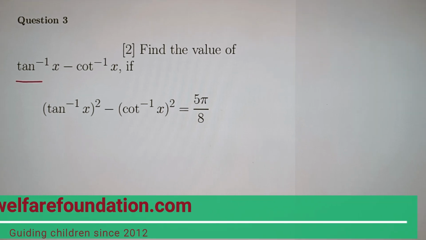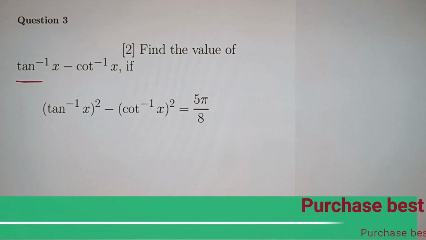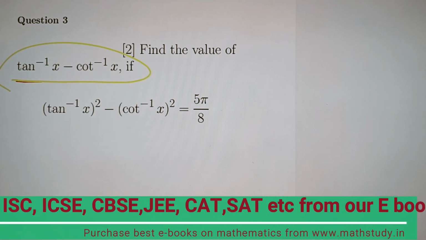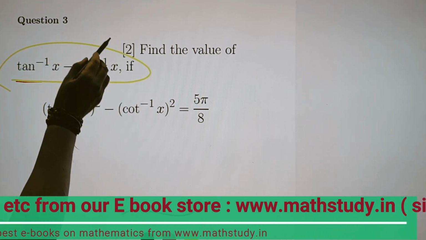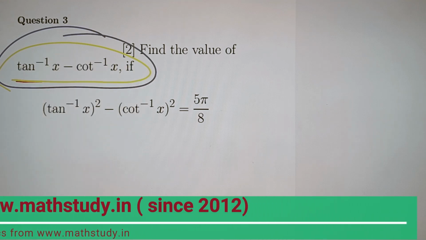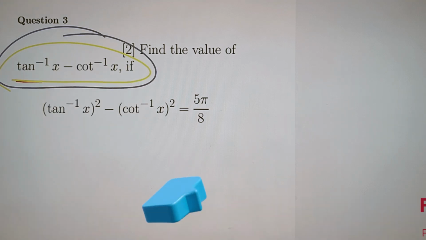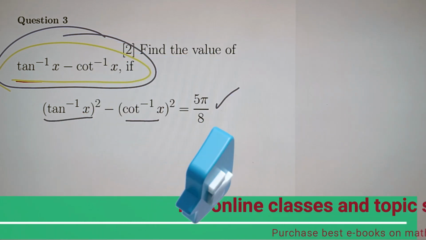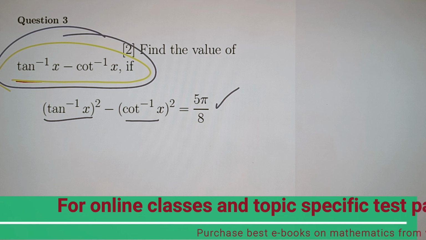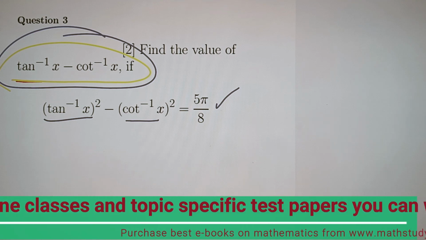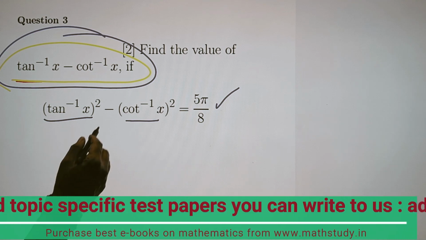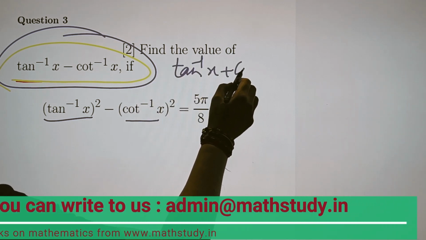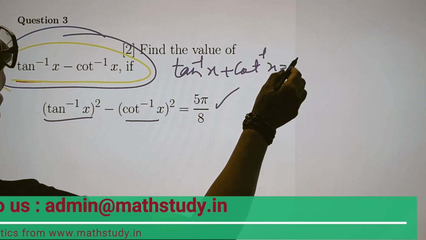Now let's move towards our question number 3, students, where it states that we need to find tan inverse x minus cot inverse x. And it is given that tan inverse x whole square minus this equals 5 pi by 8. In such a question, we simply use this property: tan inverse x plus cot inverse x equals pi by 2.